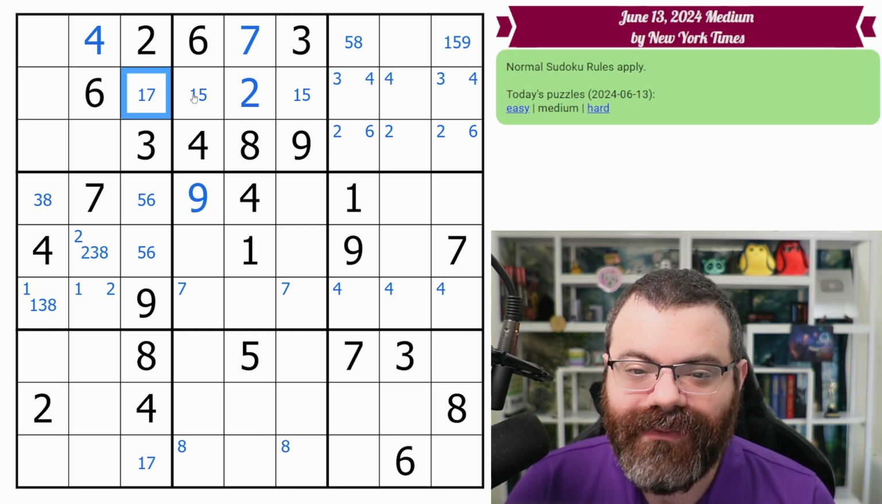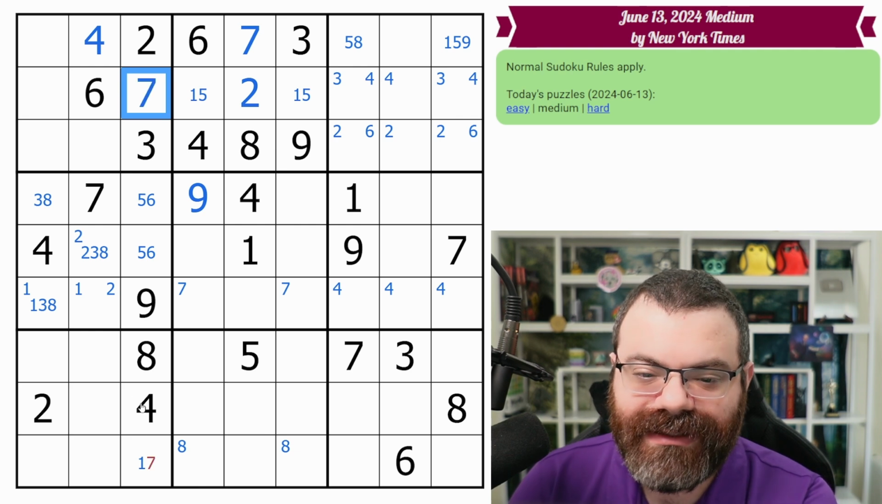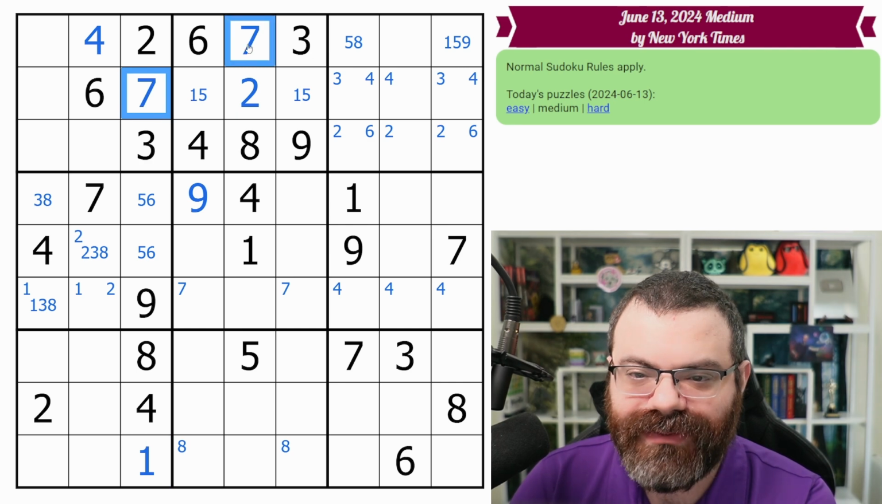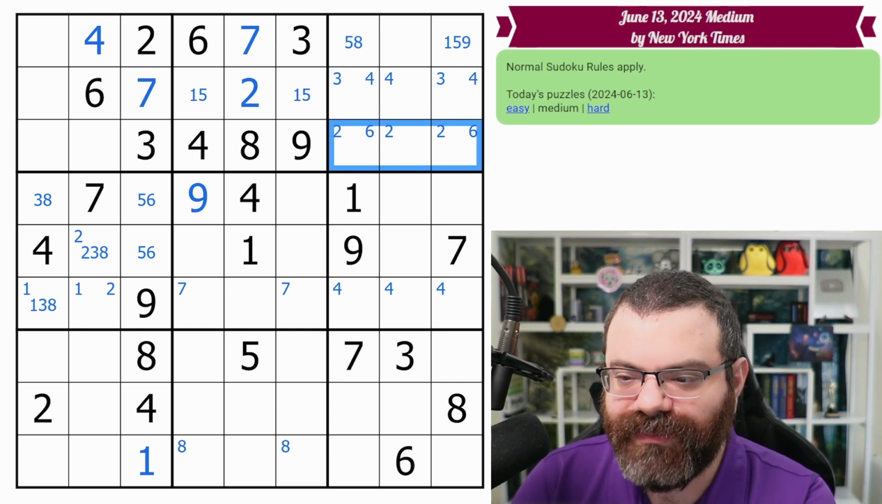But anyway, this can't be a 1 because of the 1, 5 pair here. So this ends up being the 7 and the 1. Sorry for almost missing that. And placing that 7 and 1, we do want to follow up. So we have these 2 7s here. Puts a 7 down here.